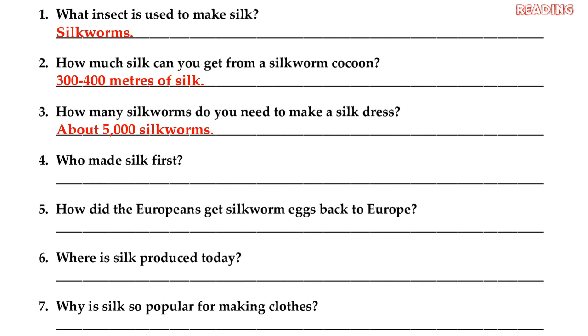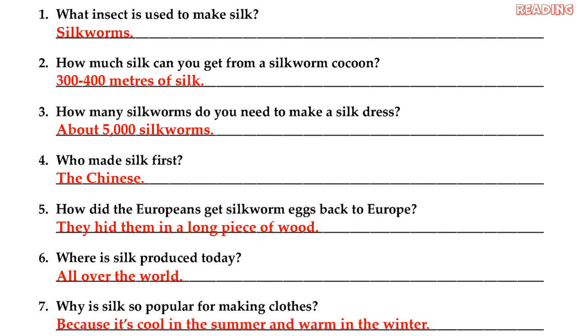Who made silk first? The Chinese. How did the Europeans get silkworm eggs back to Europe? Remember that Europeans? Yes, they hid them in a long piece of wood. Where is silk produced today? Yes, it's all over the world. Why is silk so popular for making clothes? Because it's cool in the summer and warm in the winter.